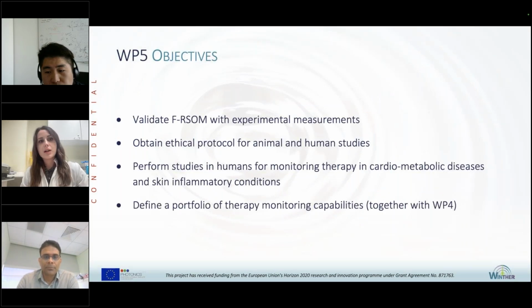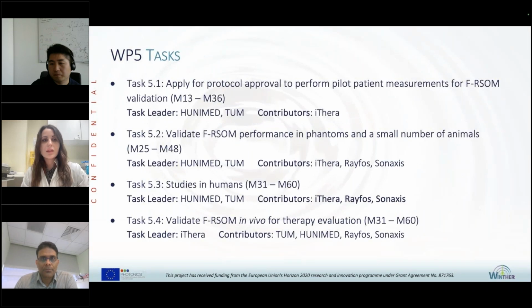More specifically, our objectives involve the validation of this technique through experimental measurements, obtaining the ethical protocol both for animal and human studies, and conducting studies in humans for monitoring therapy in cardiometabolic disease and skin inflammatory conditions. Lastly, we also have to define a portfolio of its therapy monitoring capabilities in collaboration with the Winter Project 4. Our defined tasks are 4, and all of these tasks are on track.